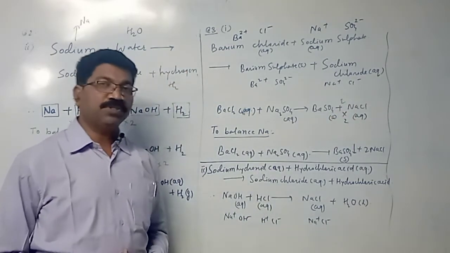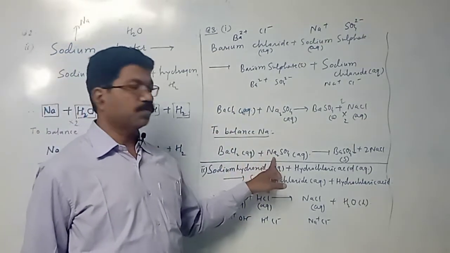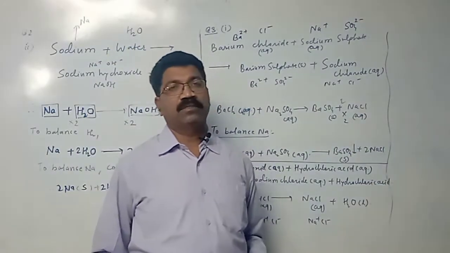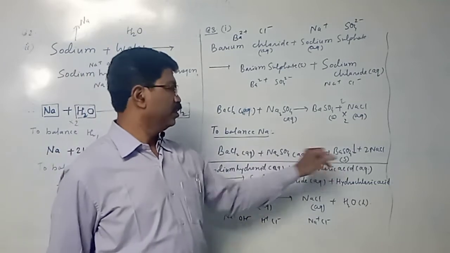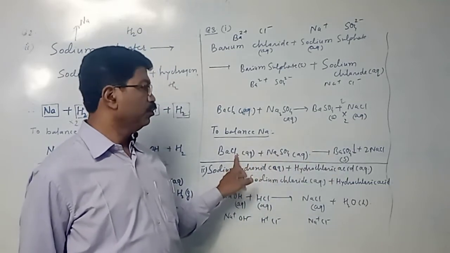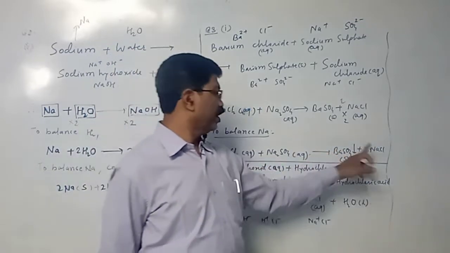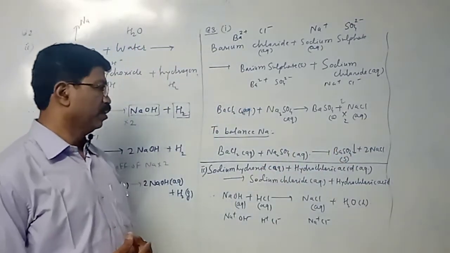If I take coefficient 2 for NaCl, what will happen? BaCl2 aqueous plus Na2SO4 aqueous gives us BaSO4 plus 2NaCl. Now it is balanced, you can check. Here it is Ba1, here it is Ba1, here it is Cl2. Now 2 into Cl, Cl2, there is Na2, here it is twice Na, SO4, SO4. So in this way, this reaction is balanced.